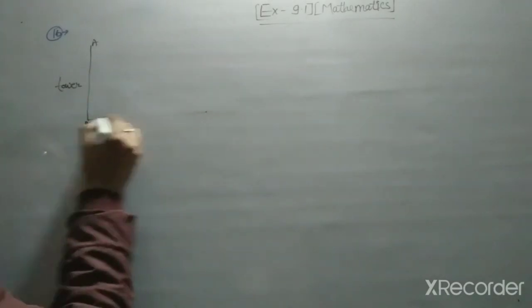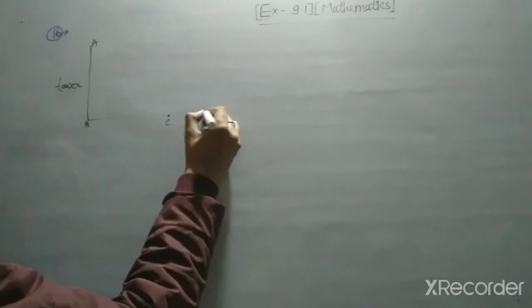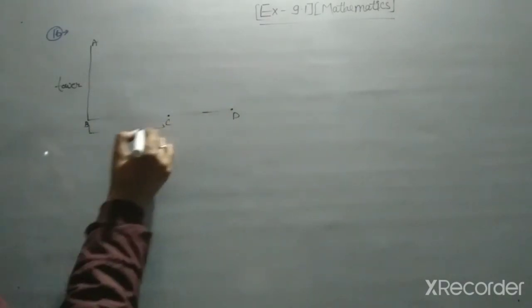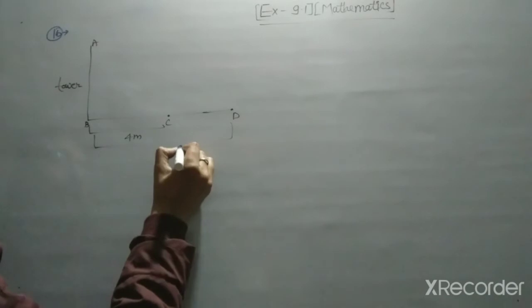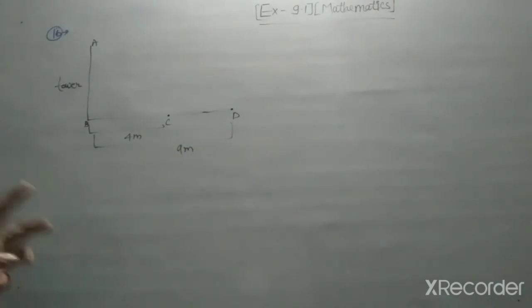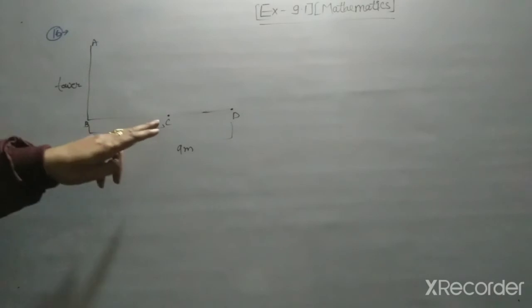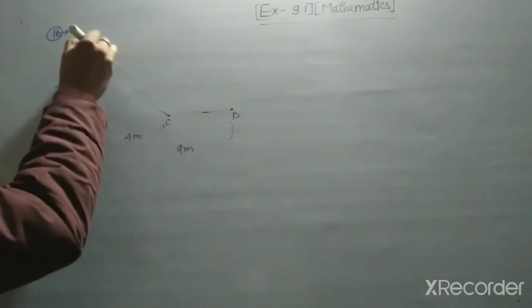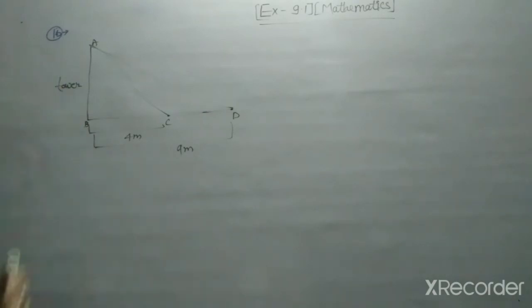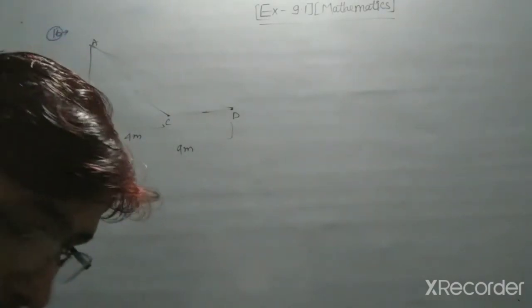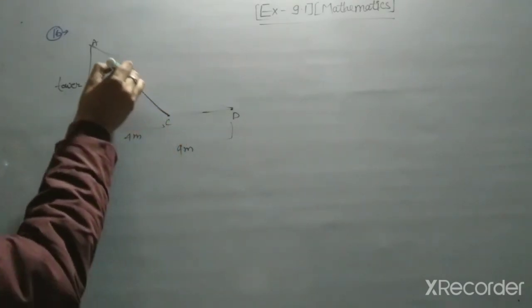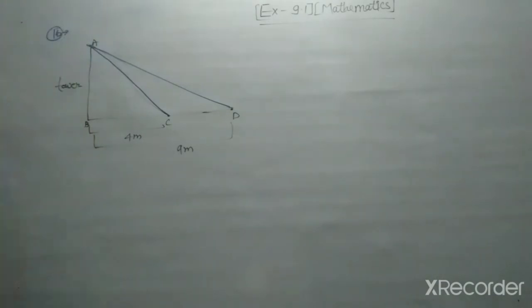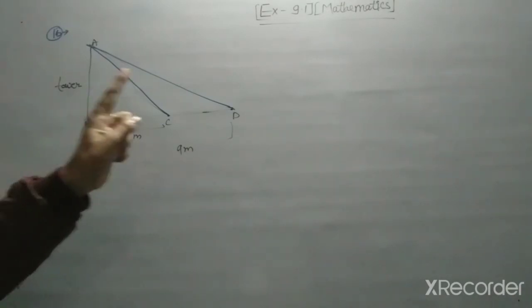So from the foot of the tower, one point is here and the second point is this. The first point distance is 4 meter, the second point distance is 9 meter. From the foot of the tower, the angles of elevation are made from these points to the top of the tower. These two angles are created at points C and D at the top of the tower. The relation of these angles is that they are complementary angles.